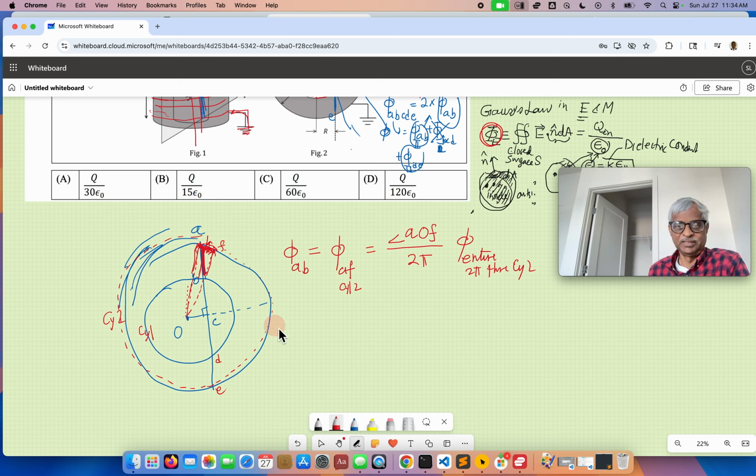Now let's look at cylinder 2 and imagine it's open. In this cylinder, we can imagine Gauss's law applying.